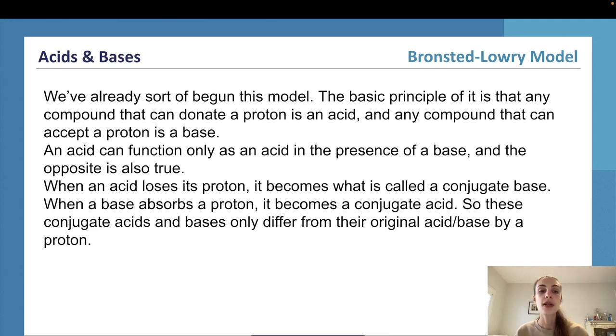And so we also have these concepts of conjugate bases and conjugate acids. So when an acid loses its proton, it becomes what we call a conjugate base. Whilst when a base absorbs a proton, it becomes what we call a conjugate acid. So the conjugate acids and bases only differ from their original acid or base by the difference of one proton.